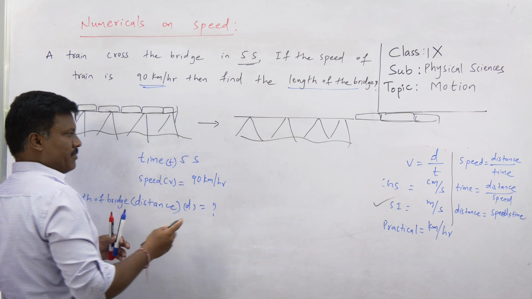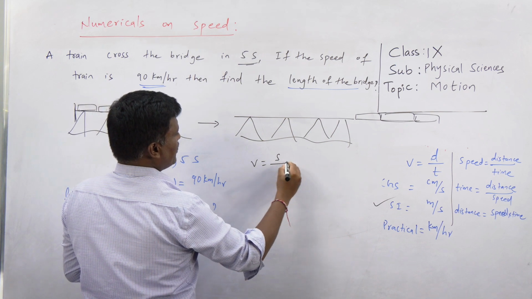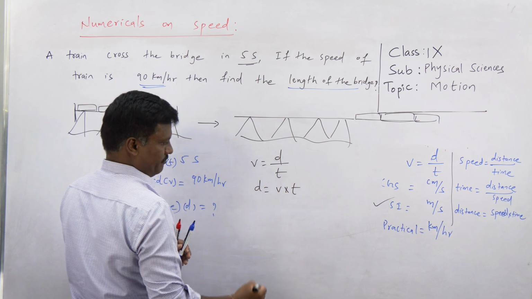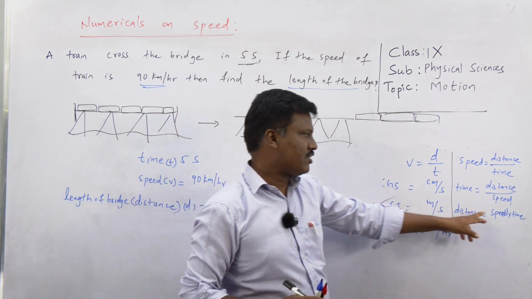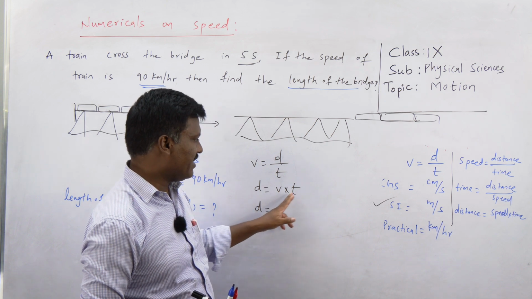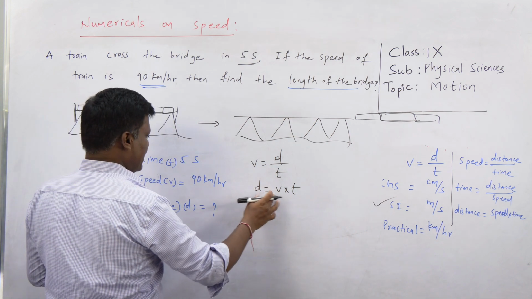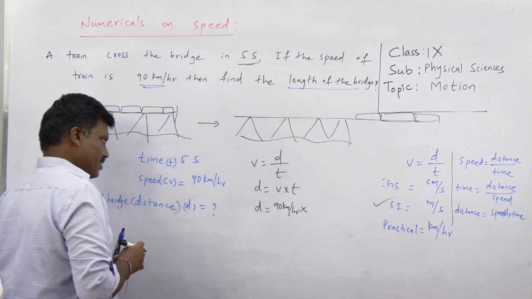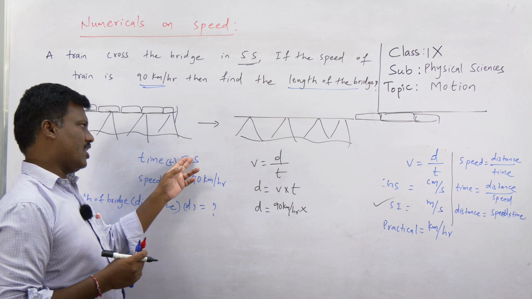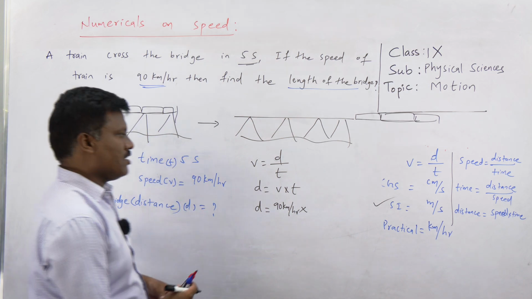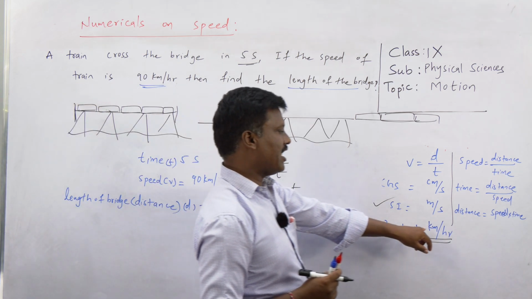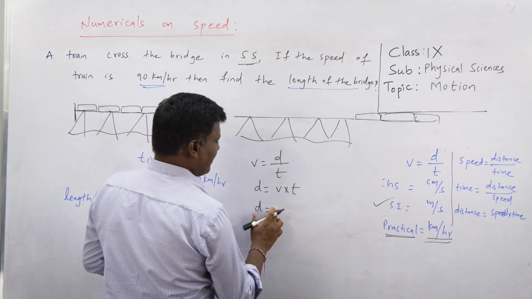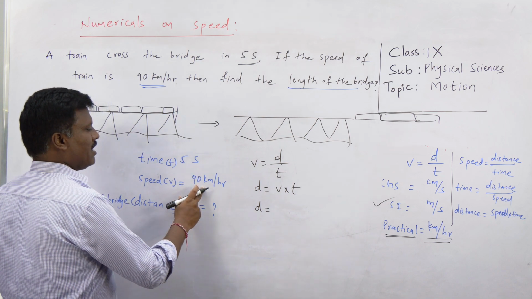Actually, what is the formula we have? Speed is equal to distance by time. But here distance is equal to speed into time. Speed is denoted by V, time is denoted by T. So speed is given 90 km per hour. But before substituting the values, we have to understand all these things should be in the same system. We have to convert this kilometer per hour into meter per second. That is why we should not substitute the 90 value here. First we have to convert 90 km per hour into meter per second.